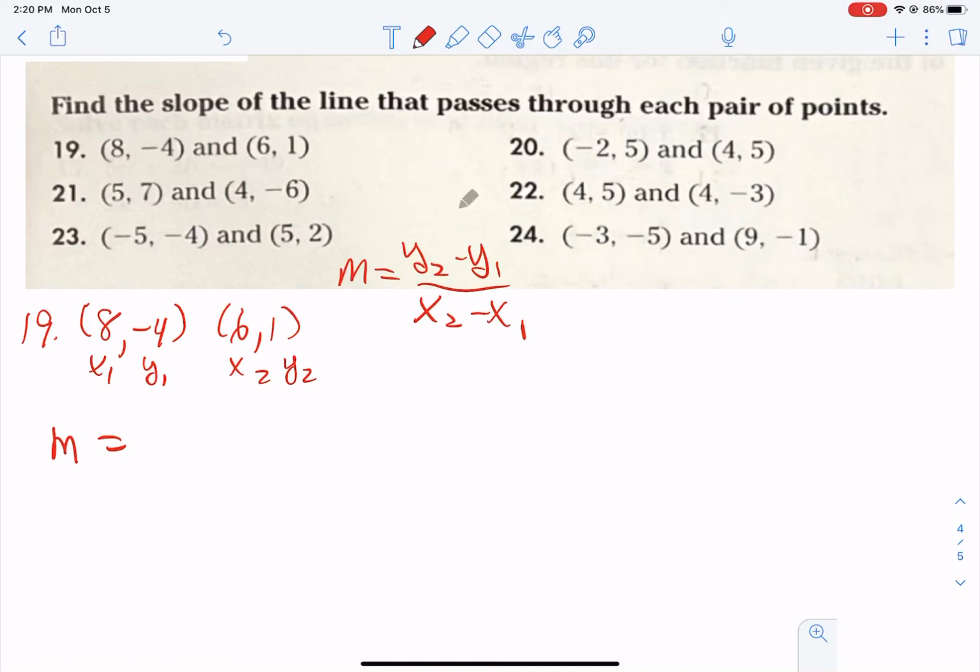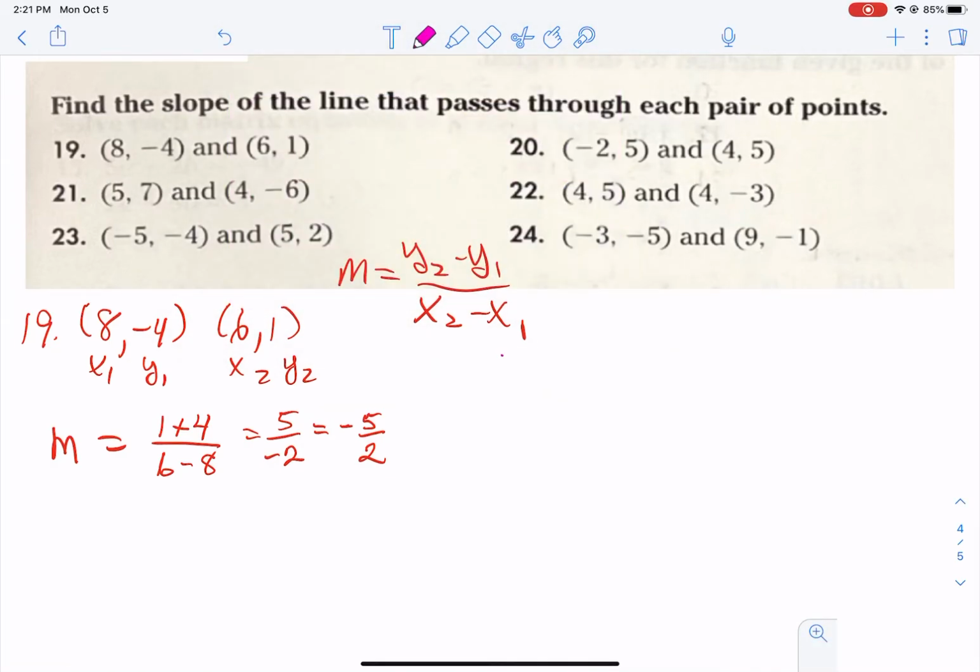So it's going to be 1 minus -4, make that a plus 4, so you're subtracting the second value. So when you subtract a negative, it becomes a positive. And then subtract the x's, so it's going to be 6 minus 8. So that's 5 over negative 2. It can't reduce, but it's customary to put the negative on the top with the 5, or just write it out in front.